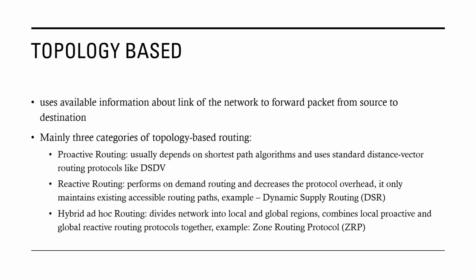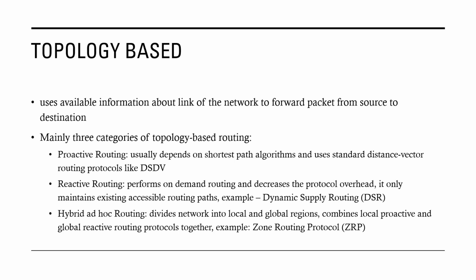So next is the topology based protocol. This uses the available information about the links of the network to forward packets from source to destination. Okay, so this is only possible if the topology information is known, which is usually not the case, because vehicular ad hoc networks have nodes which move very quickly. So there are mainly three categories of topology based routing: proactive, reactive and hybrid, as we have already seen in the previous figure.